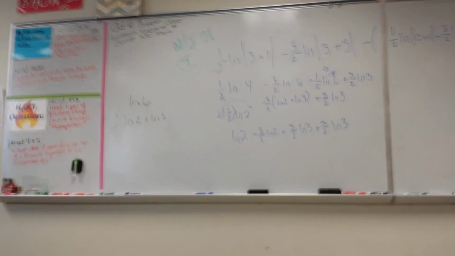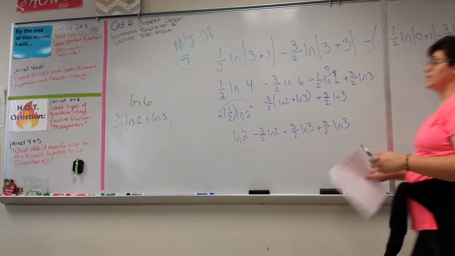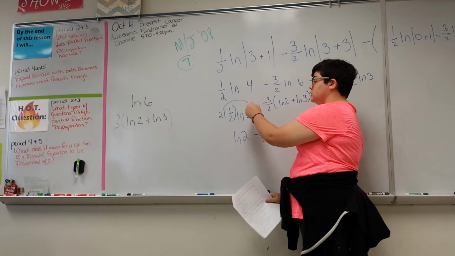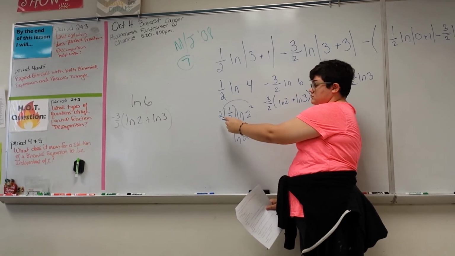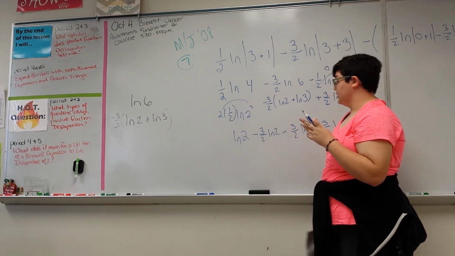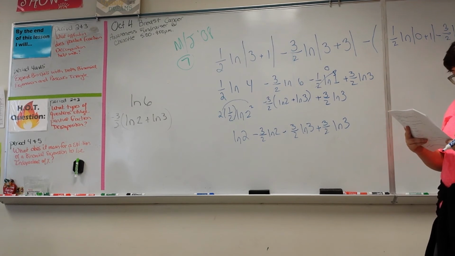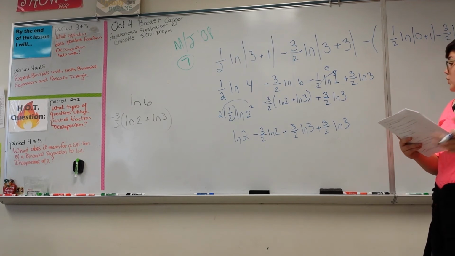Miss K, I'm really confused how you go from 1/2 ln 4 to 1/2 ln. Well, 2 squared is 4, right? And with the ln, because it has a power, we can bring the power to the front. And that's how we got rid of the 1/2. And we left the ln of 2. 3 minus 1/2 ln of 2.